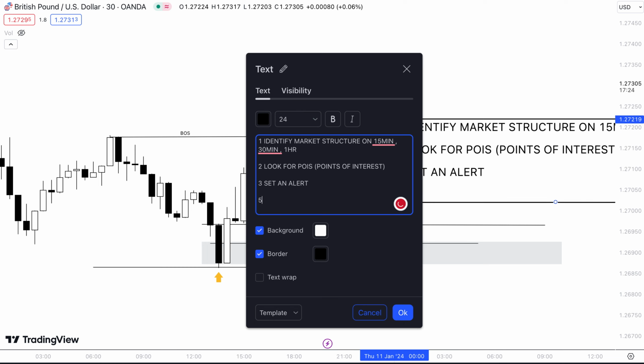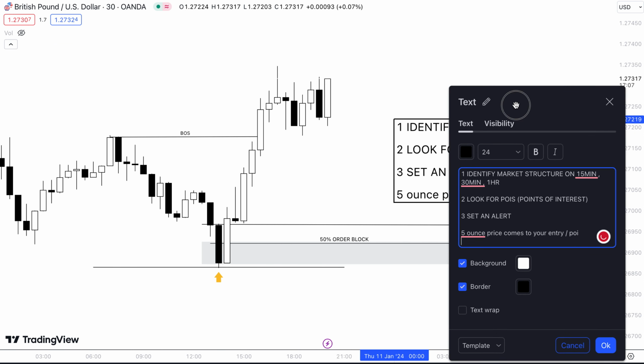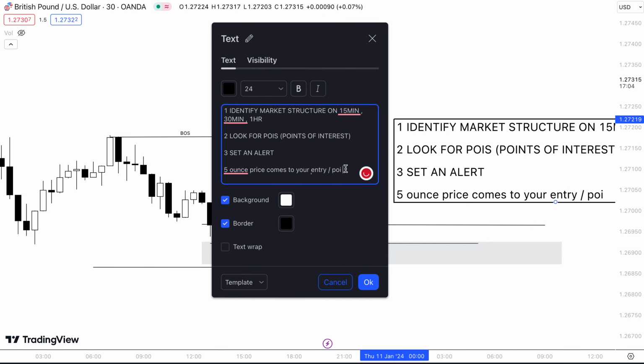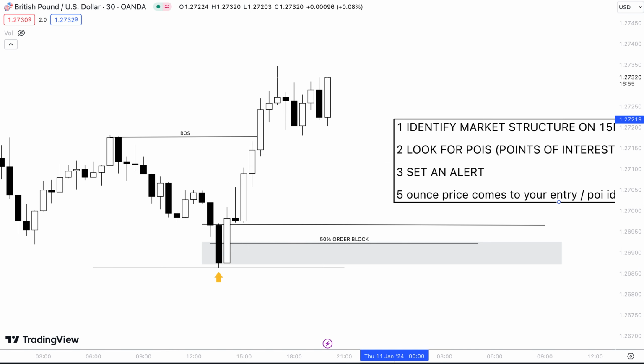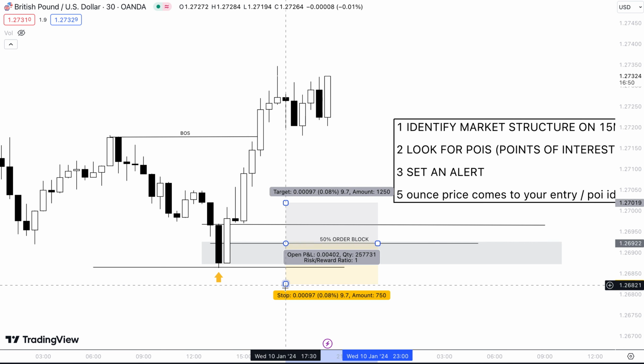Once price comes to your area, once price comes to your entry / POI, like we just explained, you are going to identify your risk to reward, your R&R. So you'll take your little tool here, your trading tool. Say this was my entry, right? And then you're going to modify your risk to reward.